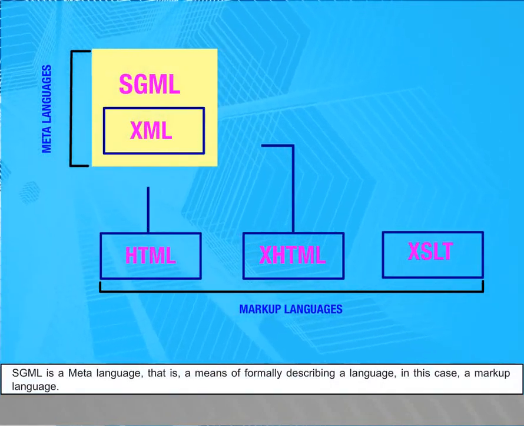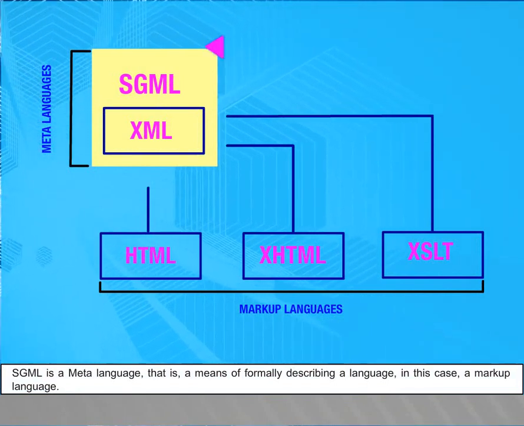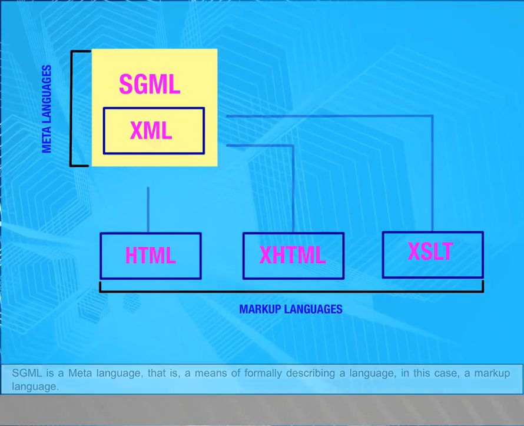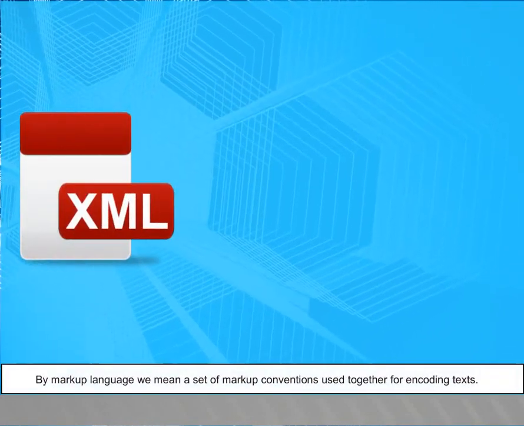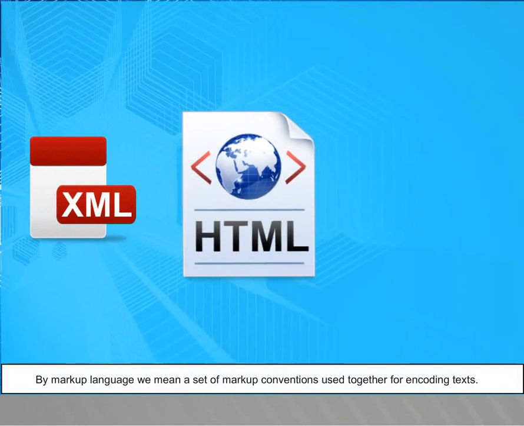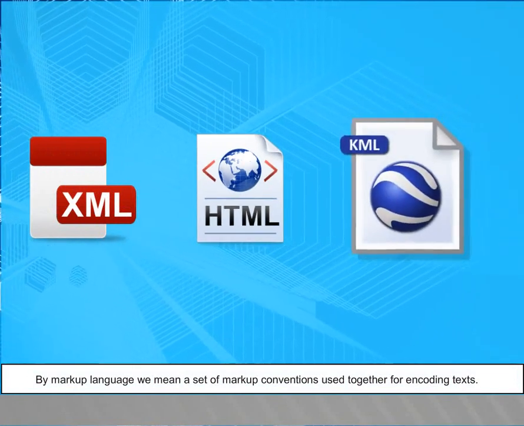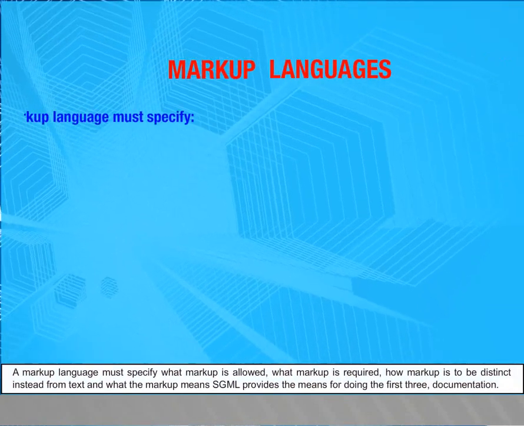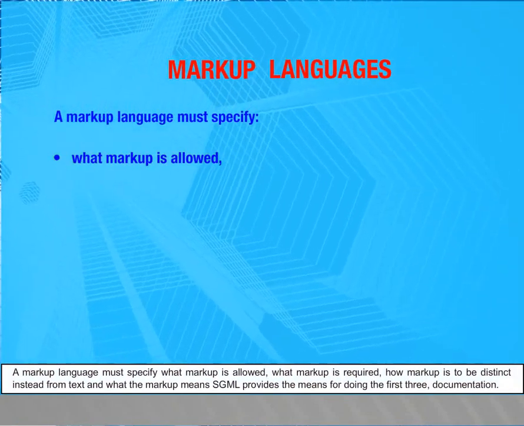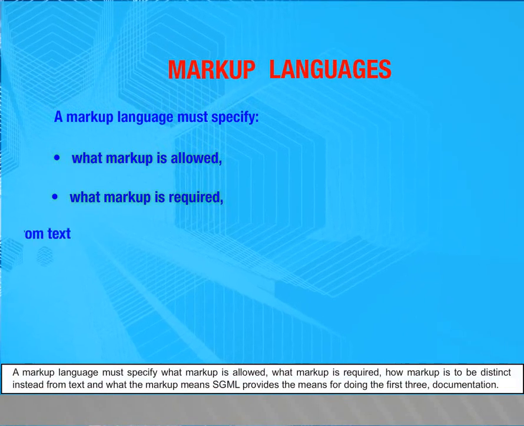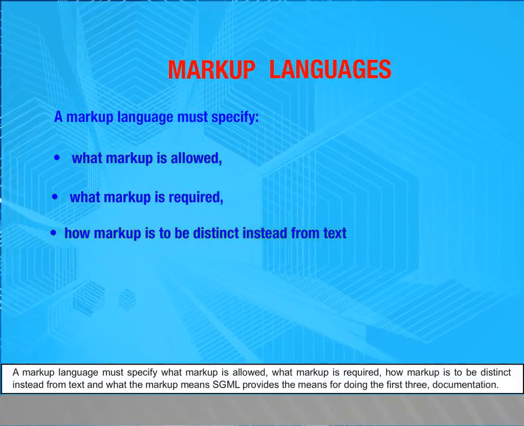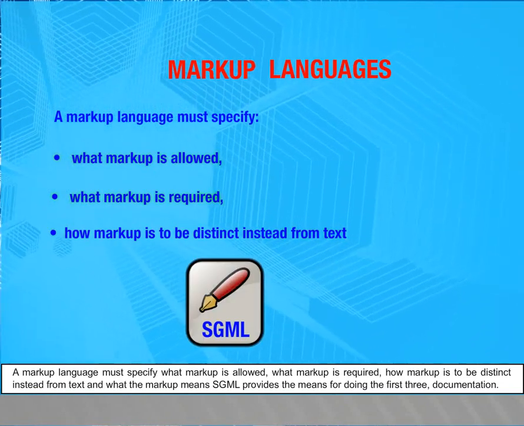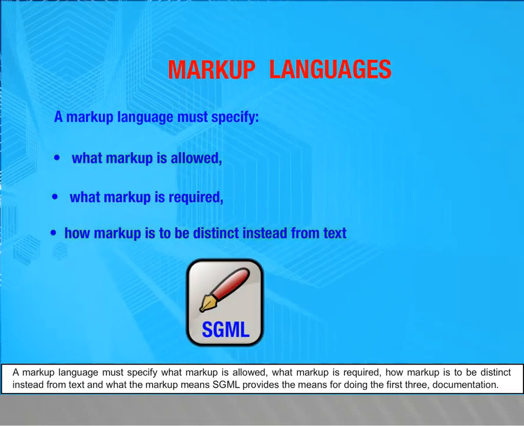SGML is a meta-language, that is, a means of formally describing a language, in this case, a markup language. By markup language, we mean a set of markup conventions used together for encoding text. A markup language must specify what markup is allowed, what markup is required, what markup is to be distinct from text, and what the markup means. SGML provides the means for doing the first three.